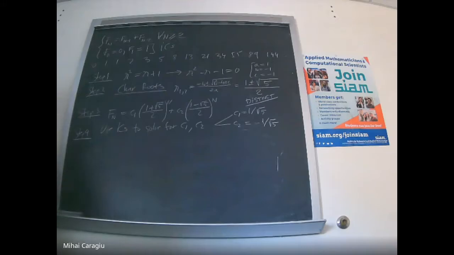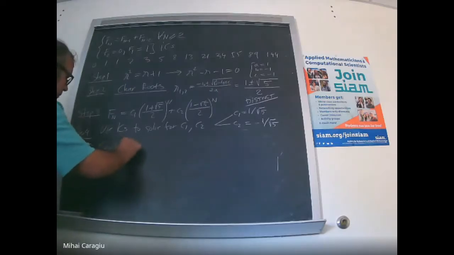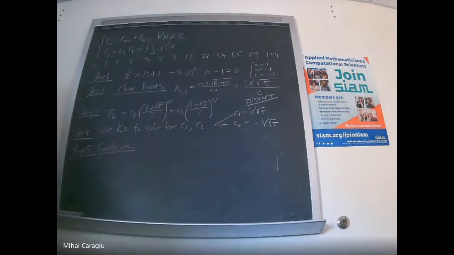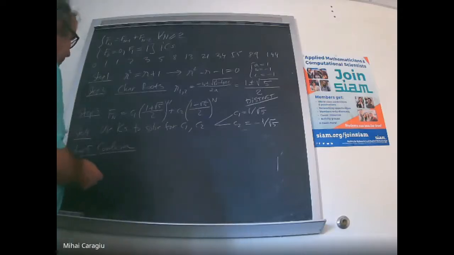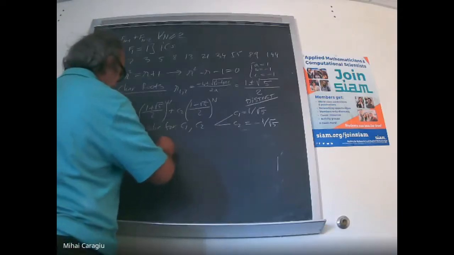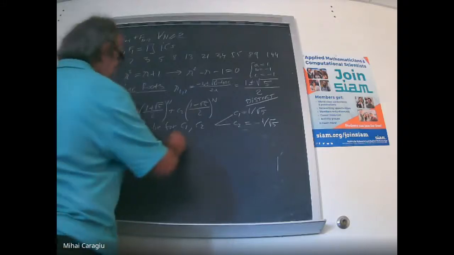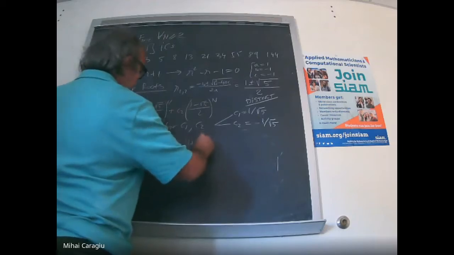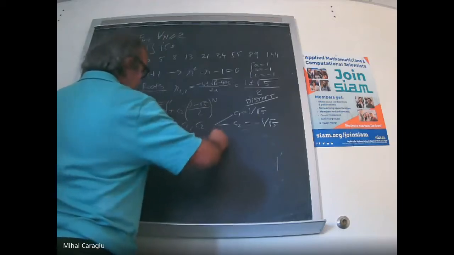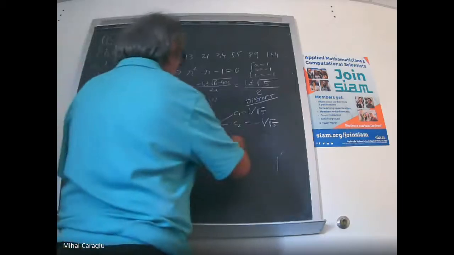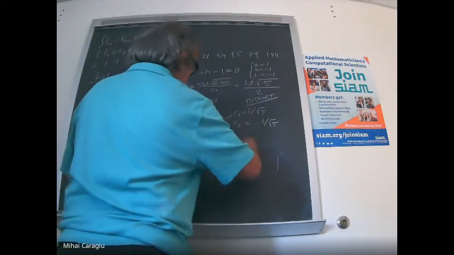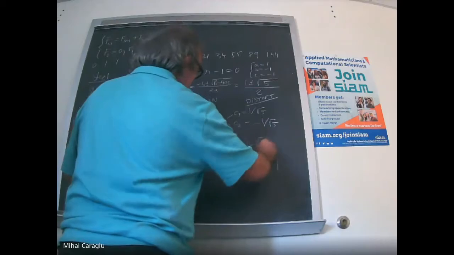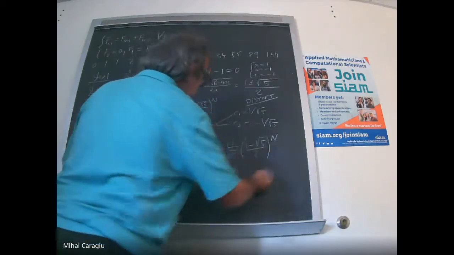And step 5, the conclusion. Fn equals 1 over square root of 5, which is C1, times ((1 plus square root of 5) over 2) to the power n, minus 1 over square root of 5 times ((1 minus square root of 5) over 2) to the power n.